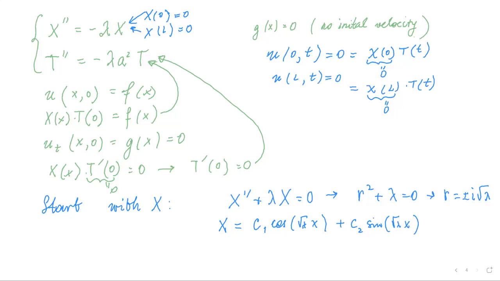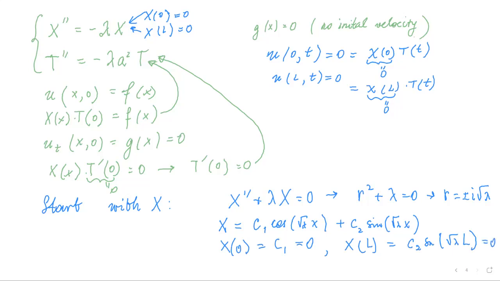So now if we start plugging in our conditions, we are going to find out that x of 0 equals what? C1, right? This one is going to be equal to 0, and it's supposed to be equal to 0. So C1 is equal to 0. And x of L is going to be equal to what? C2, well, because C1 is already equal to 0, we don't have this term, C2 sine of square root of lambda L. And it's supposed to be equal to 0, too.